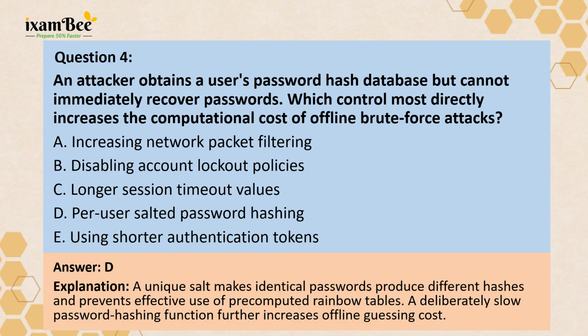A unique salt means two users with identical passwords end up with completely different hashes, which kills the effectiveness of pre-computed rainbow tables. Combine that with a deliberately slow hashing function and you drive up the computational cost of every single hash individually. So the control that directly raises the cost of offline attacks is D, per user salted password hashing.